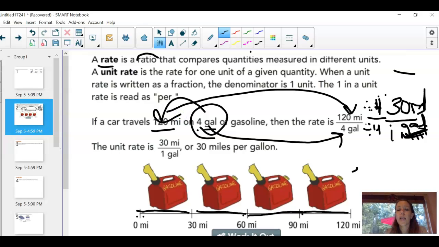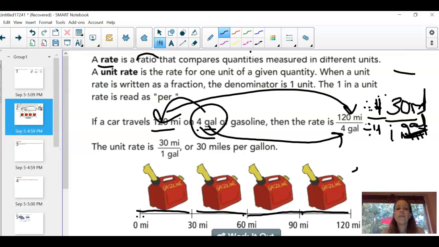So the unit rate can help me decide how many gallons would I need to go 150 miles. How many gallons would I have to have in order to go 210 miles? So finding the unit rate is really helpful when I'm trying to figure out a different equivalent ratio to my original.